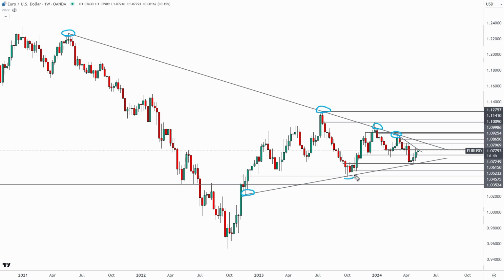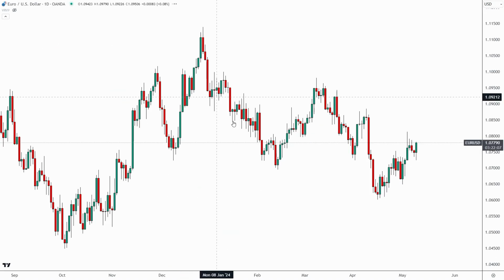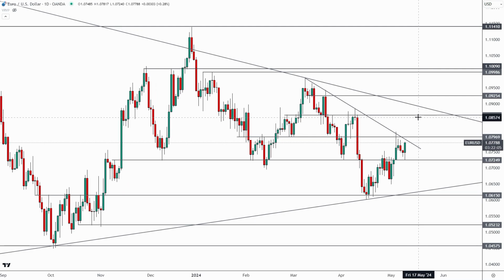So you can see very clearly the euro has been moving within this wedge pattern, and this is why we have seen the market get very sideways here over the past couple of years. Okay, so this really helps to explain what we've been seeing here. And if I drill into the daily time frame, all of these levels are the same ones that we've talked about over the past few weeks.